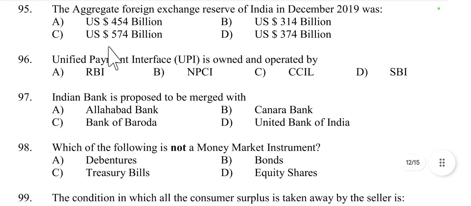Then question number 96. Unified Payment Interface or UPI is owned and operated by RBI, NPCI, CCIL or SBI. So UPI is owned and operated by NPCI. NPCI means National Payment Corporation of India. So NPCI is the right option.